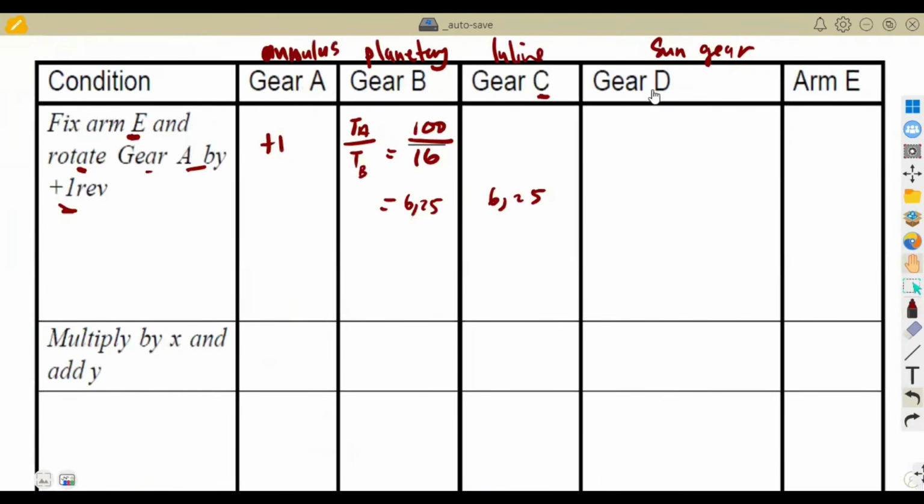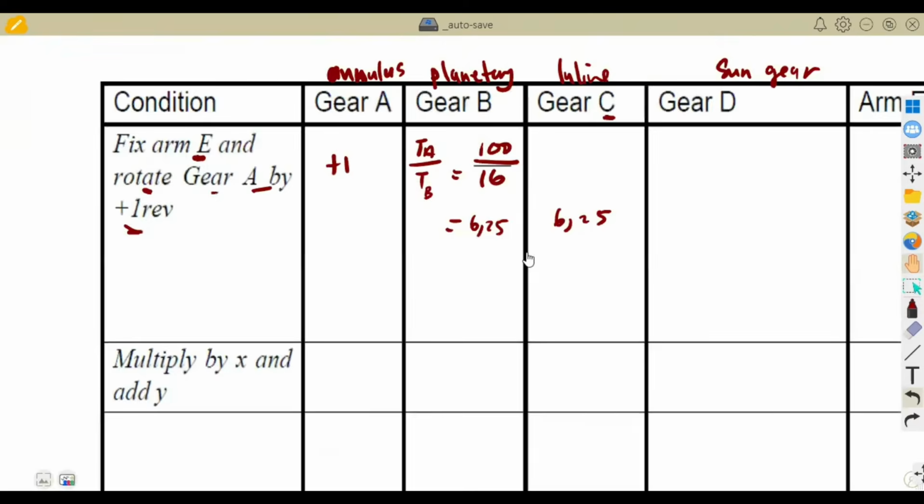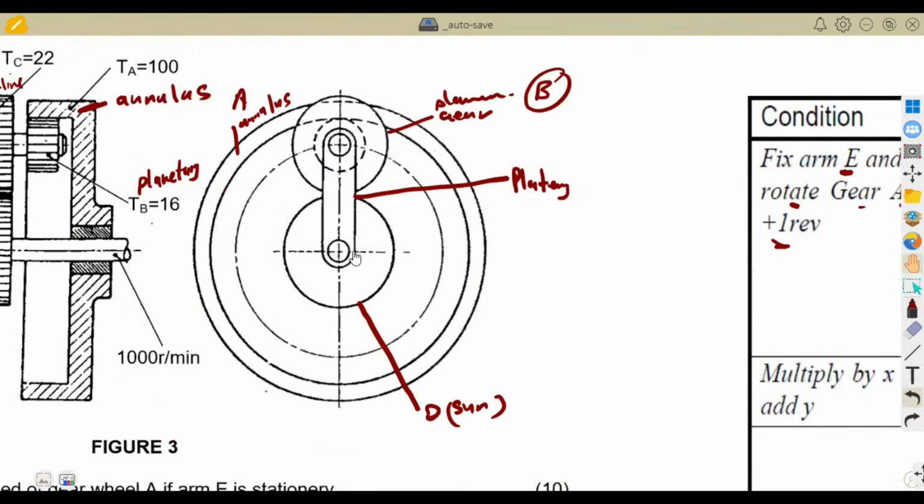Then you move on to the D, which is the sun gear. So D is the one that is in the middle, this one. It's a combination of two, affected by the movement that is happening between the annulus and the planetary, and also the movement that is going to happen between B and C. So in this case, we're taking B and D. So it's going to be like this, the formula.